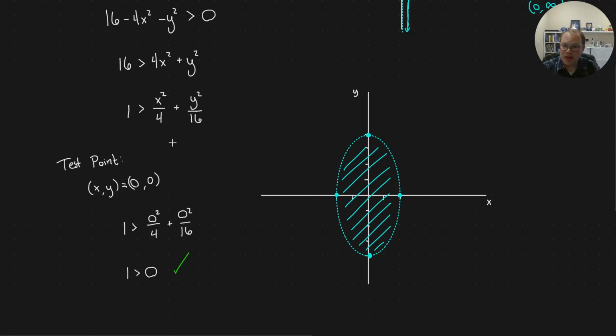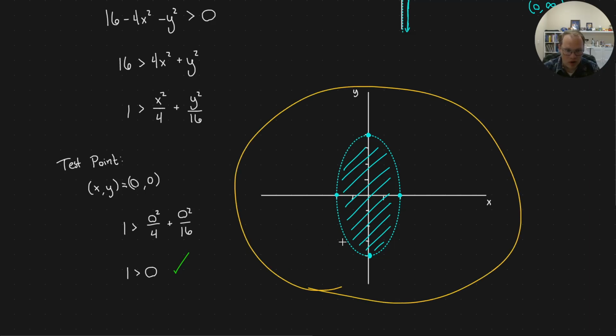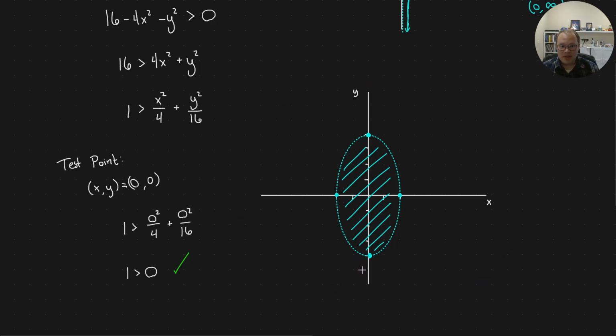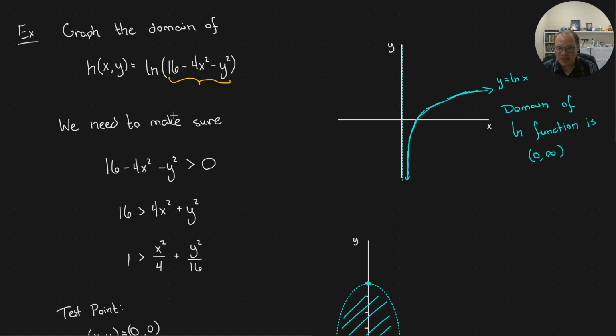If you plug in the point and the inequality is not satisfied, then that 1 point is not in the domain, and the whole region will have the same behavior. The whole region would not be in the domain also. All right? So in this case, this is a picture of our domain. The domain of this function is just the interior of this ellipse. Those are the only xy points that I could plug into this function without the function breaking.